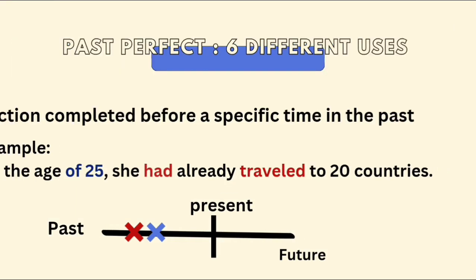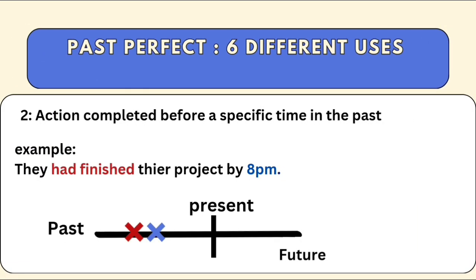Here's another example. They had finished their project by 8 p.m. So they finished the project and then it was 8 p.m. So they finished before 8 p.m.